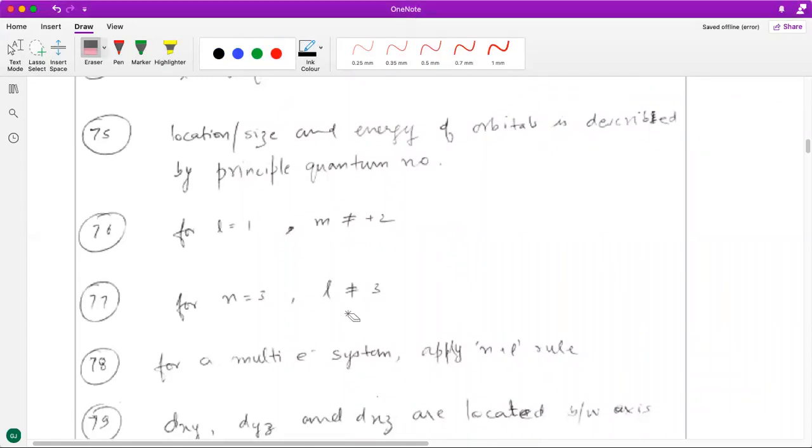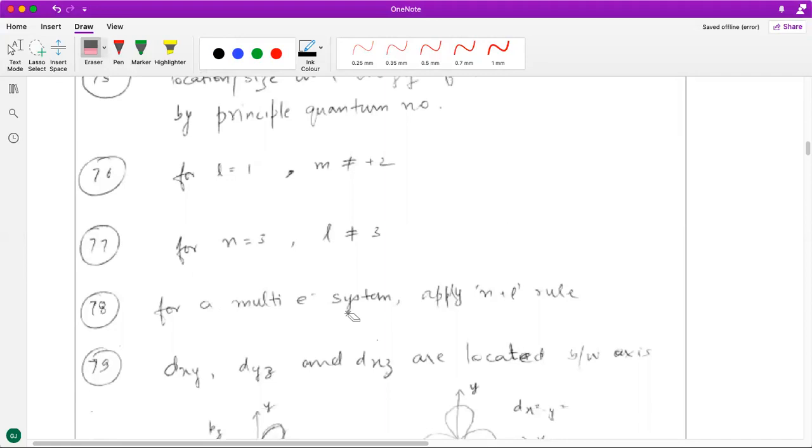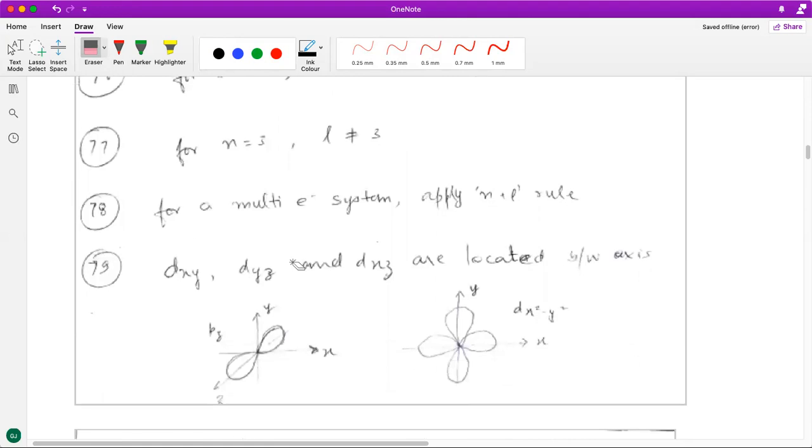76th and 77th are based on the allowed values of quantum numbers. So when you study the notes and read the allowed values, you will understand that for L equal to 1, m can be minus L to plus L only. Similarly, for n equal to 3, L can be from 0 to n minus 1. So the options which have these are not the correct ones.